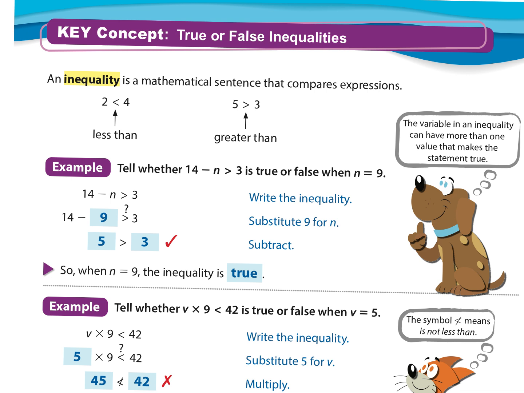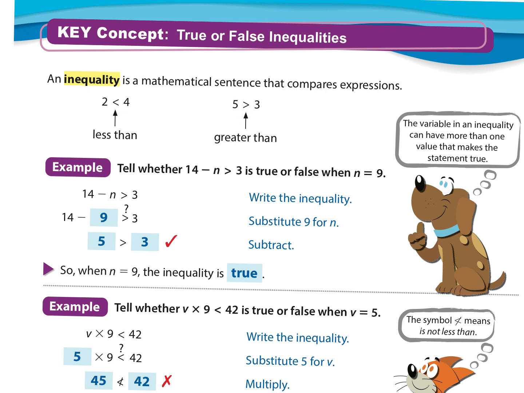What symbols do I use to compare things in math? Greater than, less than, and equal to. Yep, greater than and less than. Sometimes equal to, but if I have an equal sign, that means it's an equation, not an inequality. So this symbol means less than, and this symbol means greater than.